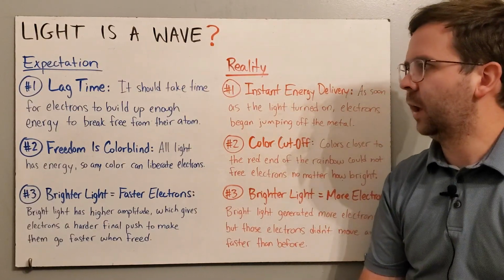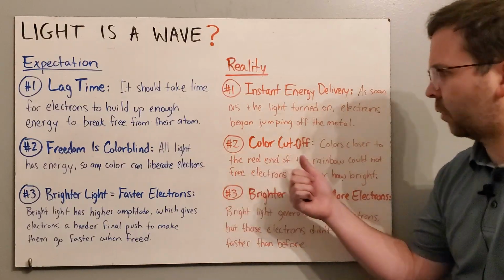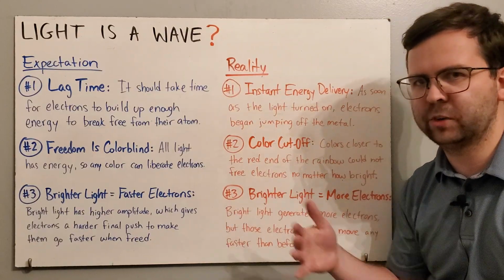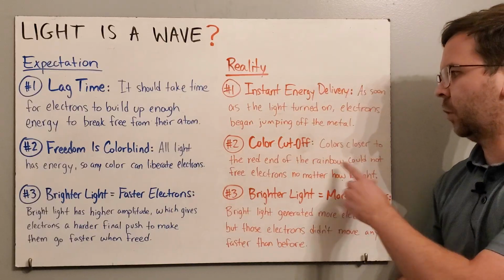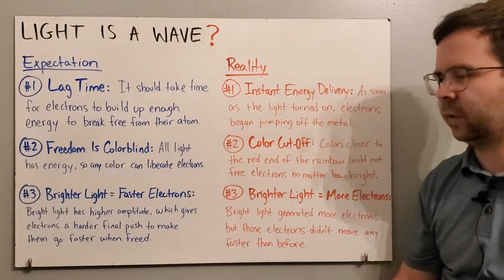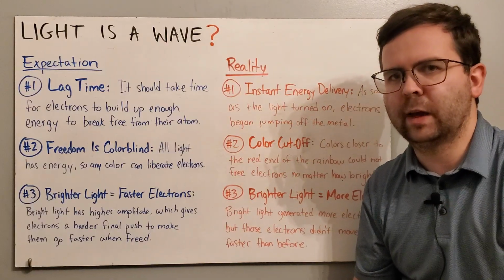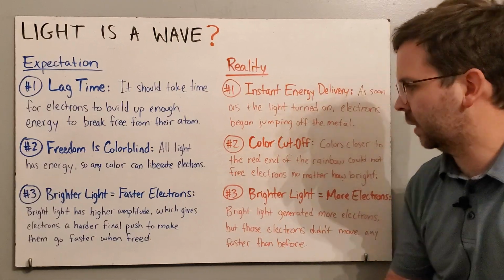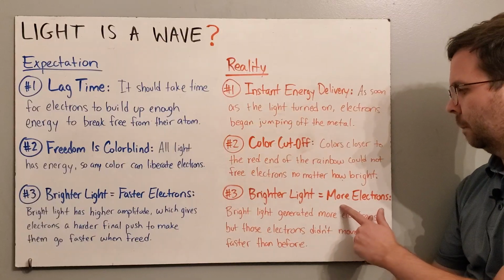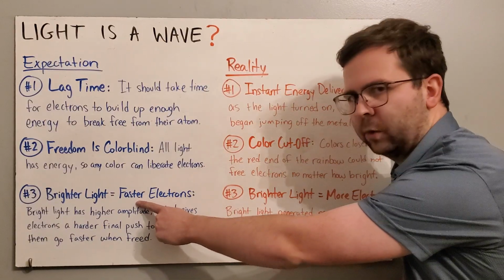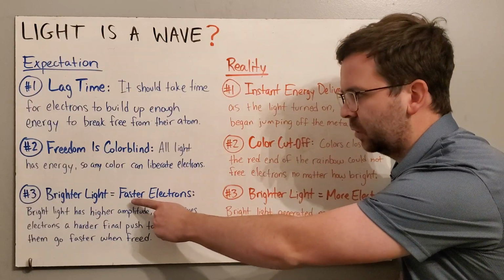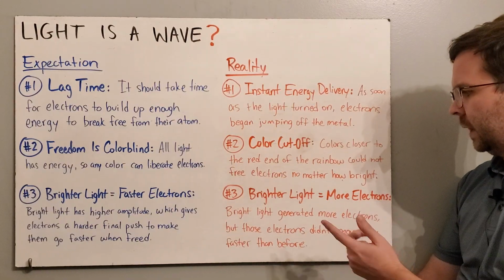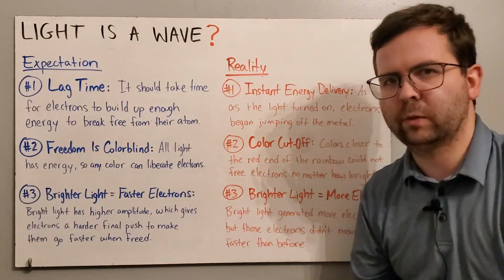As soon as that light was turned on, electrons were able to jump off. That was unexpected. And a second thing that happened, only certain colors could actually cause the electrons to jump off. There seemed to be a certain cutoff for each different type of metal that you used. Colors that were closer to the red end of the rainbow could not free the electrons no matter how bright the light was. And the third kind of unexpected reality of this photoelectric experiment was that brighter light only made more electrons, not faster electrons like we would expect. With high amplitude light, you expect fast electrons. However, the brighter light only made more electrons, but it didn't actually make those electrons move any faster than before.